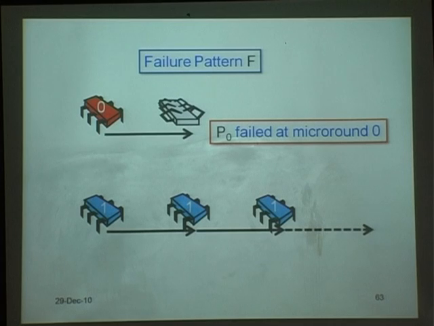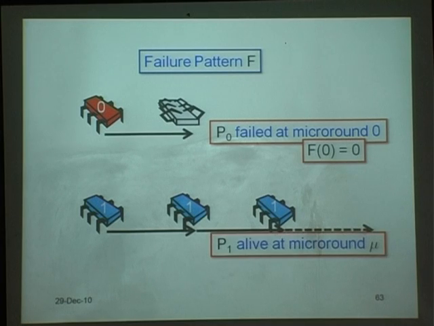So here, P0 failed at micro round 0, and P1 basically kept going. So we'll say that f of 0, so f applied to a process number, tells you the round in which it failed. And here, P1 is still alive when it finishes. Mu, remember, is the number of micro rounds per round. So it's still alive and well, so we'll give it f of 1 is mu. So this is basically an integer valued function where everything goes between 0 and mu.